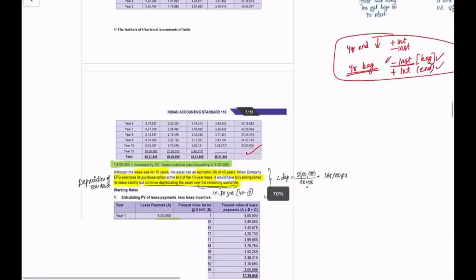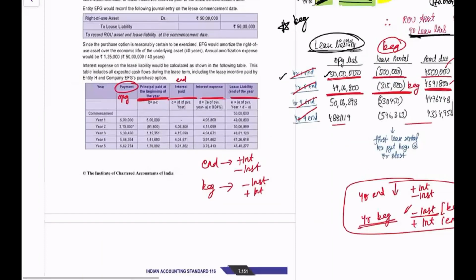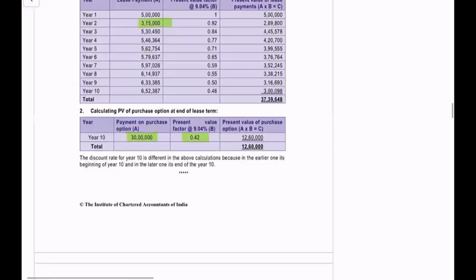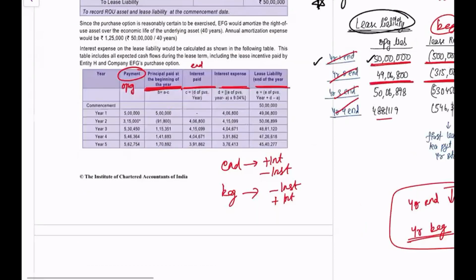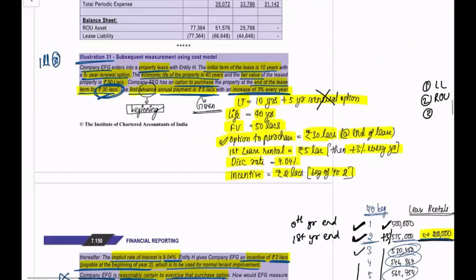I hope you understood this. So that was all about how you are going to record your lease liability every year. And your ROU asset, you have to depreciate it every year. So this is what your question talks about. I hope you understood illustration number 31.